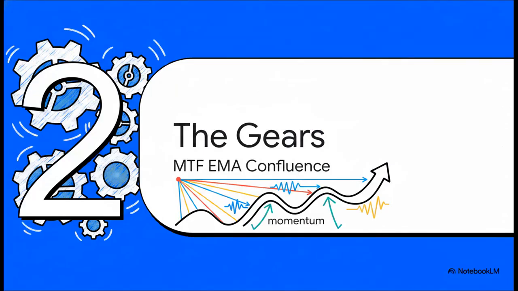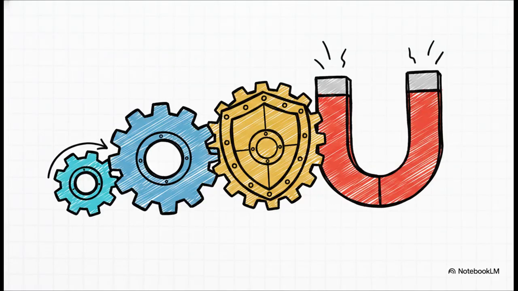Moving on to part 2, the gears, multi-timeframe EMA confluence. Now that our map is set, let's look at how moving averages drive the market's momentum. Think of these 4 color-coded lines exactly like the gears of a high-performance vehicle. The fast cyan line, that's your first gear, tracking immediate intraday flow. The blue line smooths that noise out as a medium-term shift.